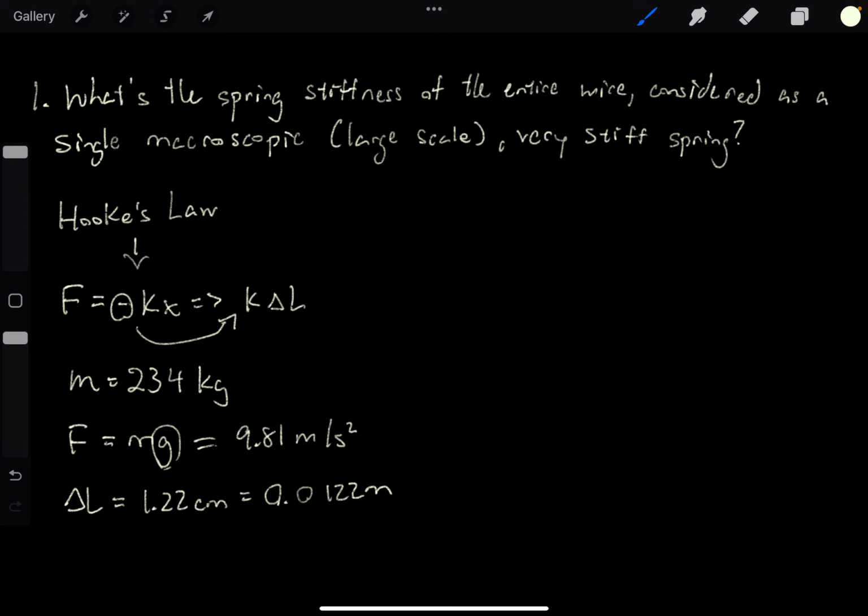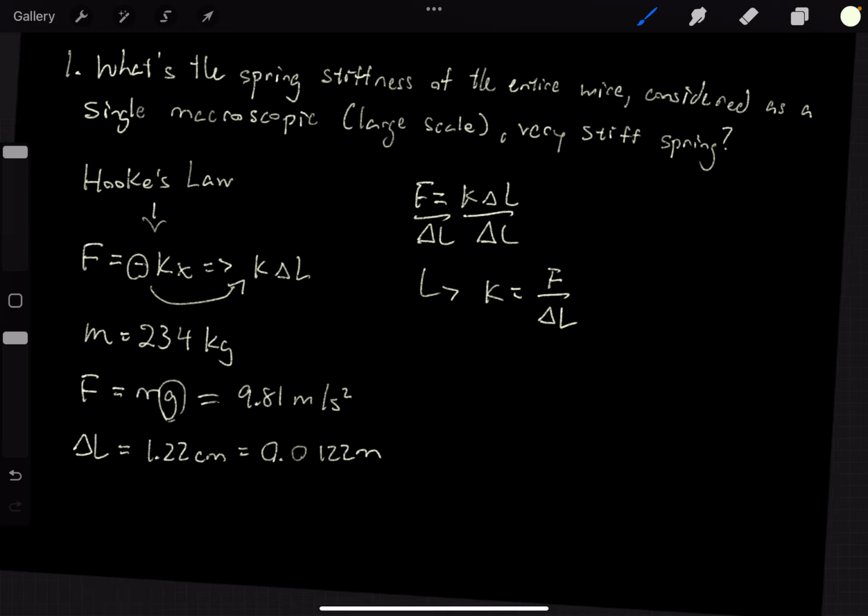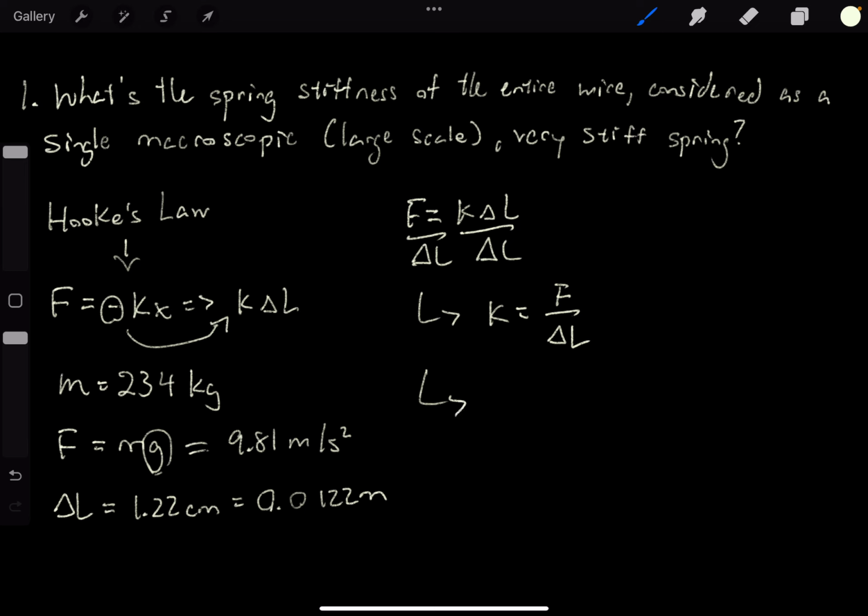Now, applying these values to Hooke's law and rearranging to solve for k, let's do that. So, basic algebra. If F equals k delta L, we want to isolate k. I'm going to divide both sides by delta L. And we're going to get k equals F over delta L. Alrighty. Now let's plug this in.